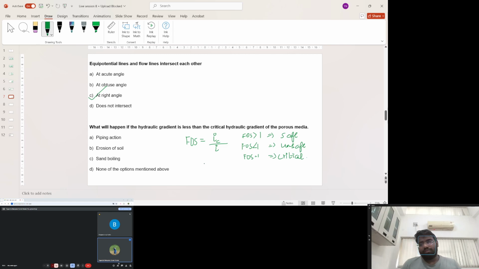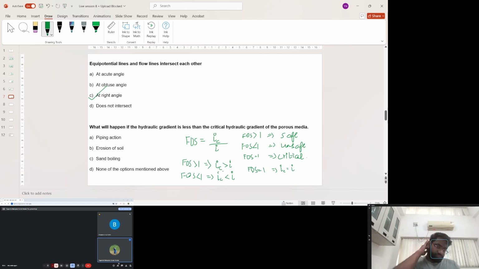Alright. Now for FOS greater than 1, IC should be greater than I. For FOS less than 1, IC should be less than I. And for FOS equal to 1, IC is equal to I.